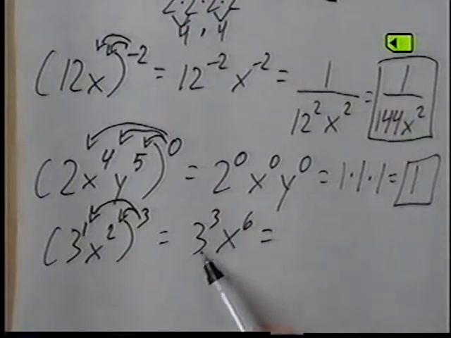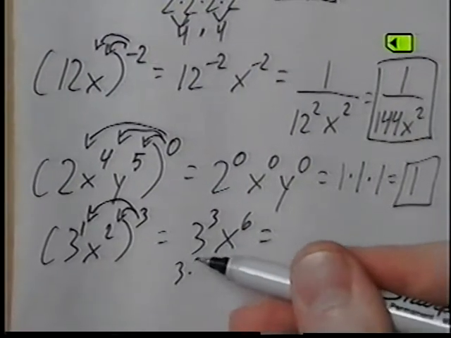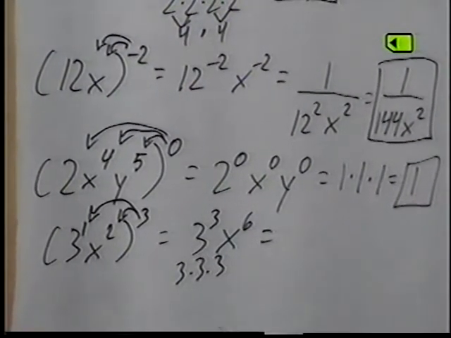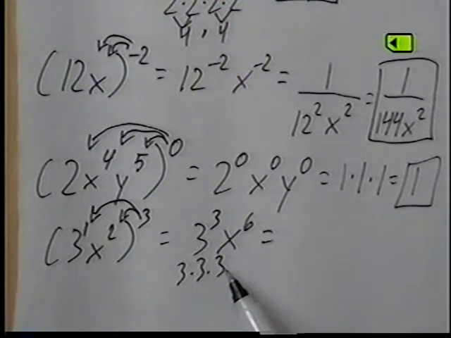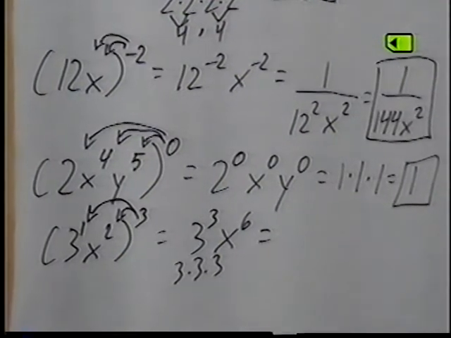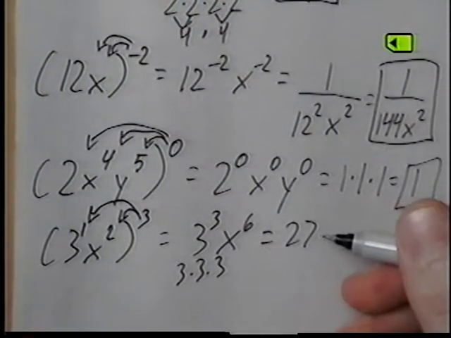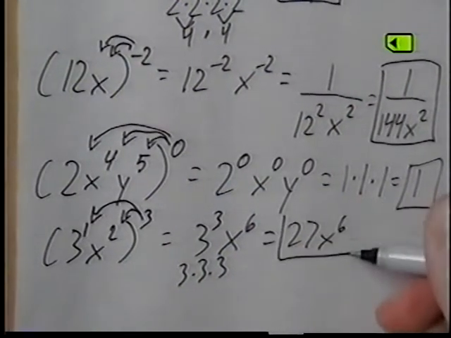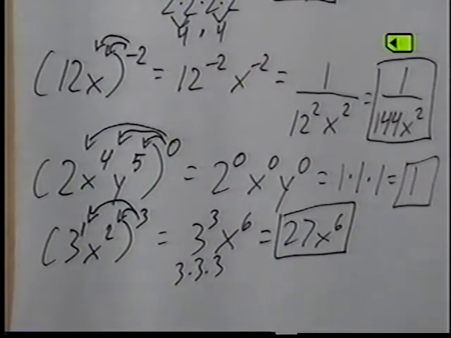Final part, simplify any numbers with exponents. 3 times itself 3 times. 3 times 3 would be 9, times 3 more, 27. Final answer, 27 x to the 6.